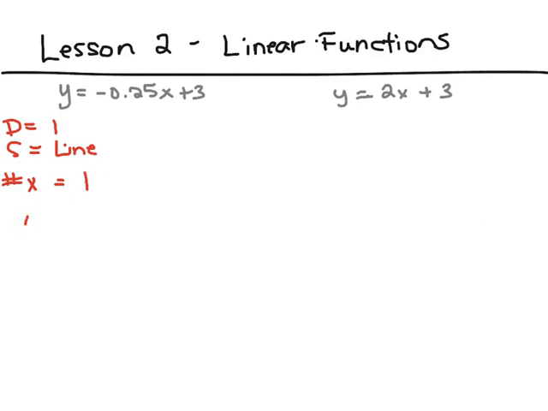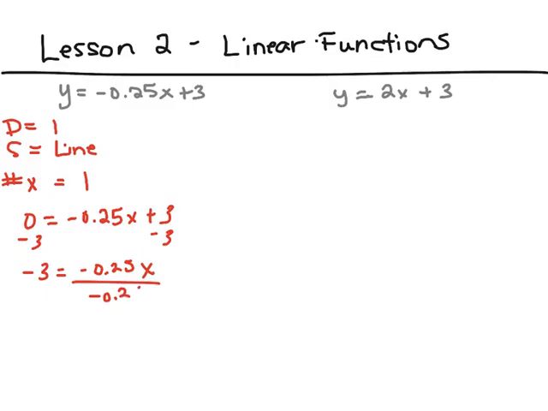And our x-intercept will be when y is equal to 0, so negative 0.25x plus 3. We're going to subtract 3 from both sides, and then we're going to divide by negative 0.25. So 12 is equal to our x-intercept. Our y-intercept is equal to 3. We know that from here.